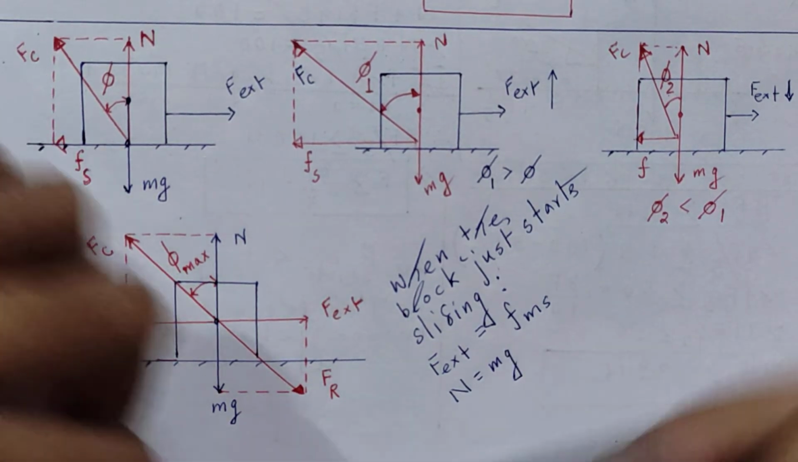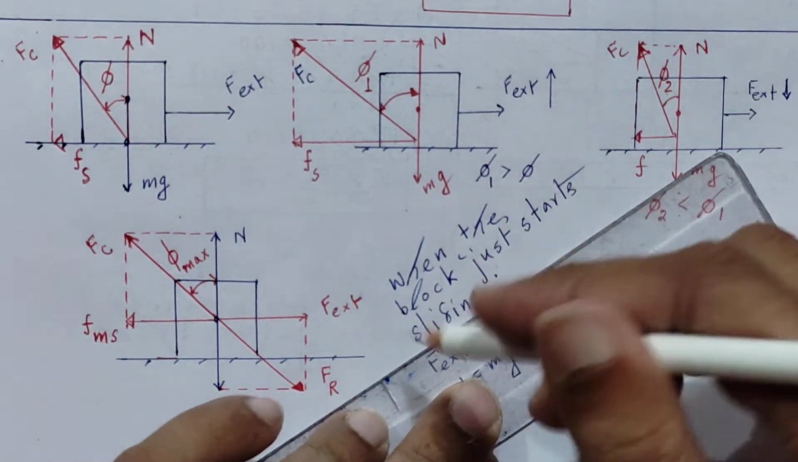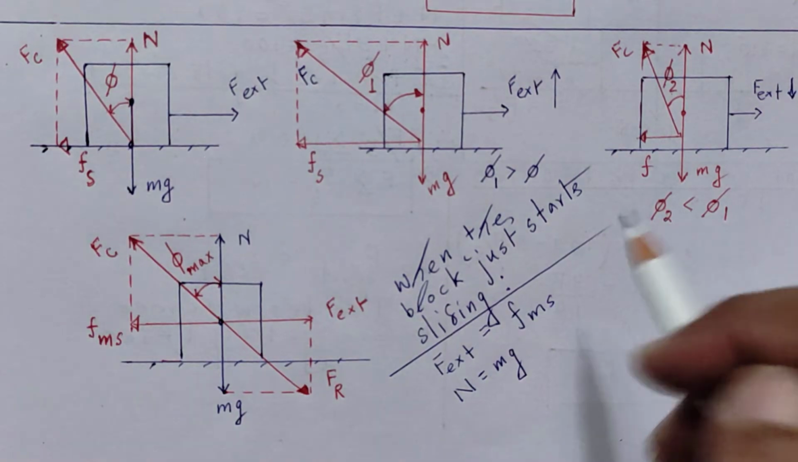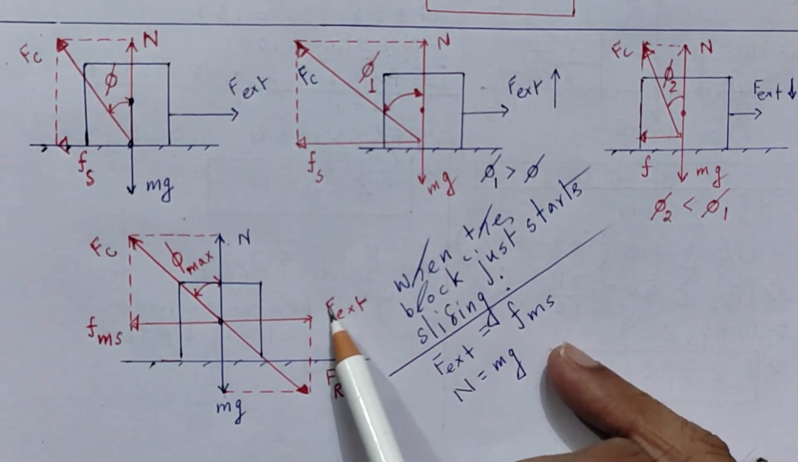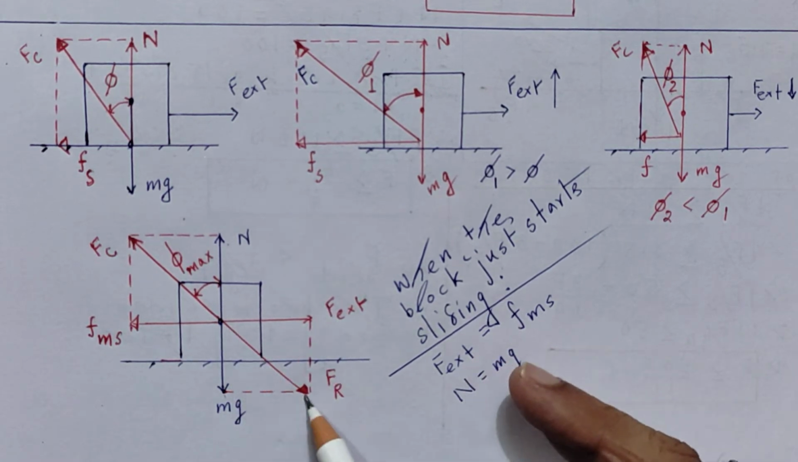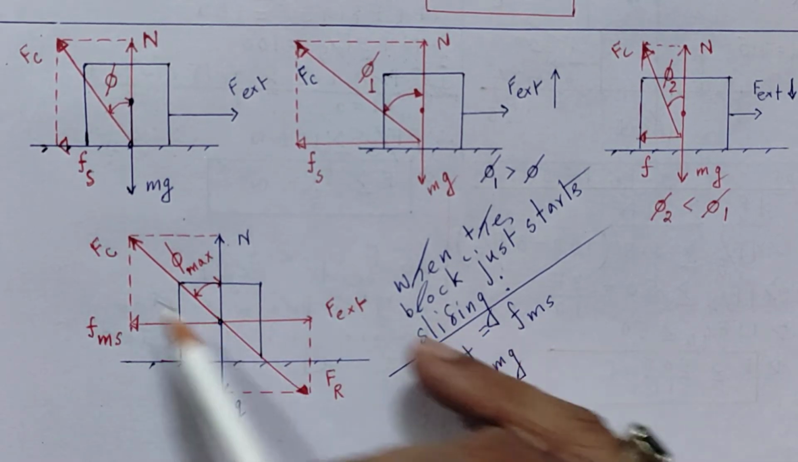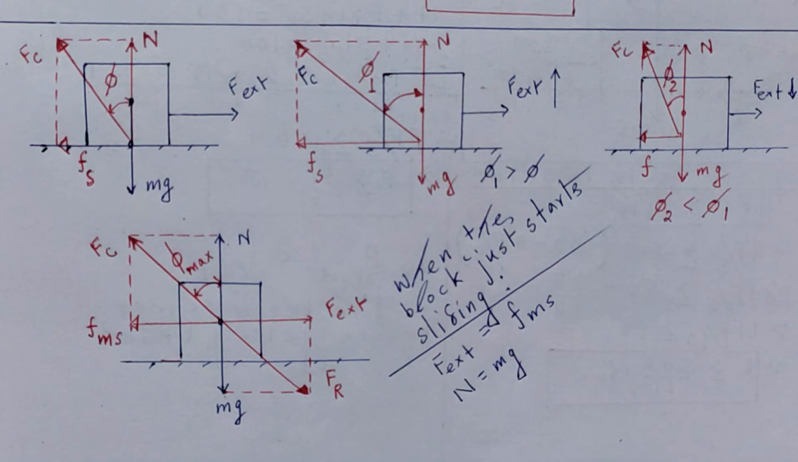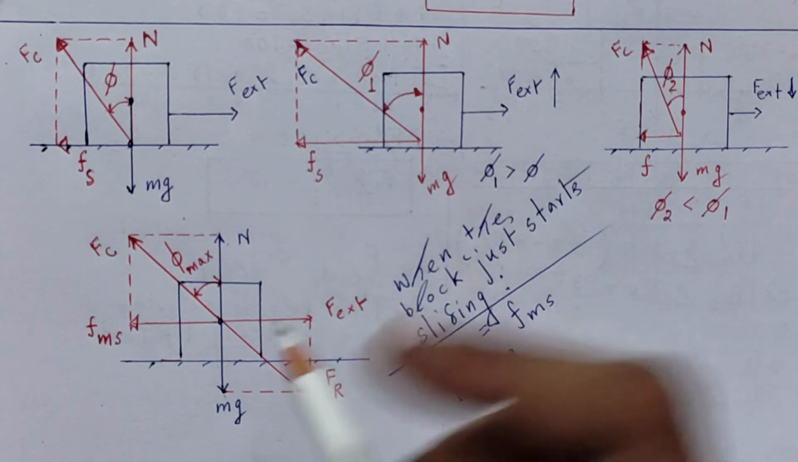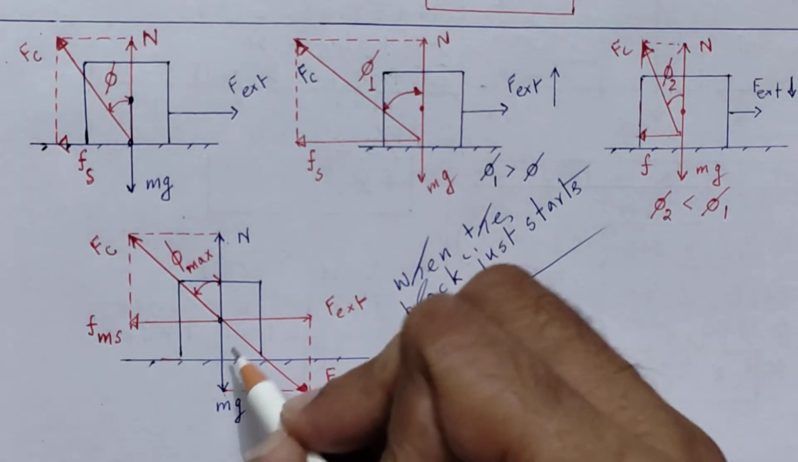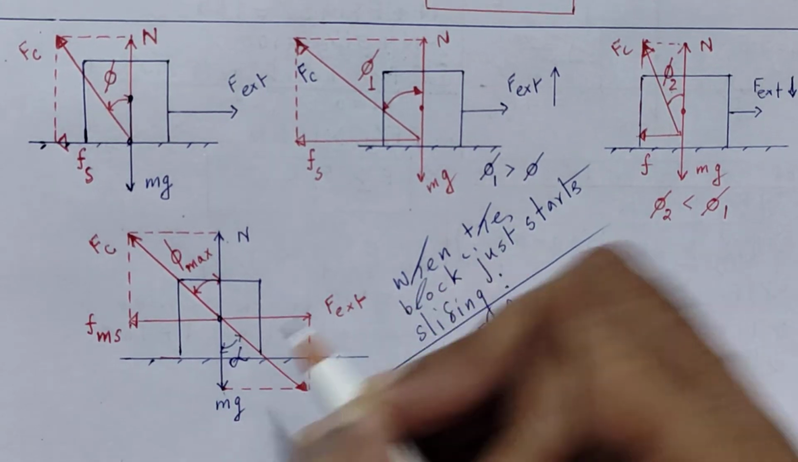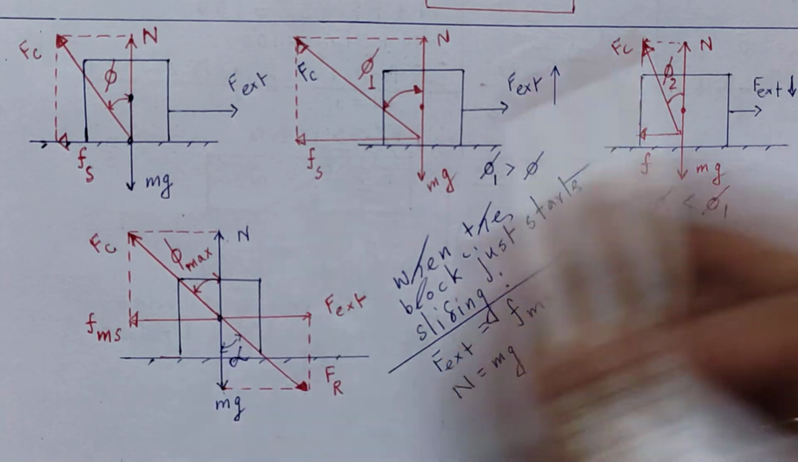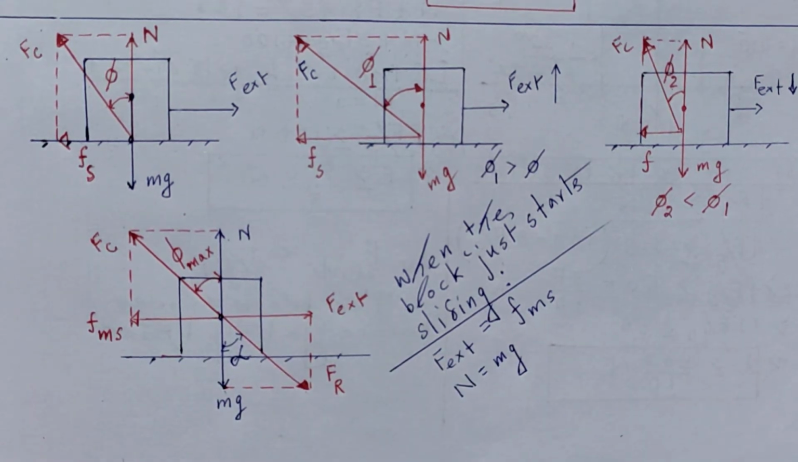So a very interesting thing to understand: if this situation is satisfied, that means N and mg are equal, FMS and F external are equal, then this resultant force and this contact force will also be equal to each other. And the angle which will be formed, suppose I call this angle alpha, so I can also say that alpha is equal to phi max.